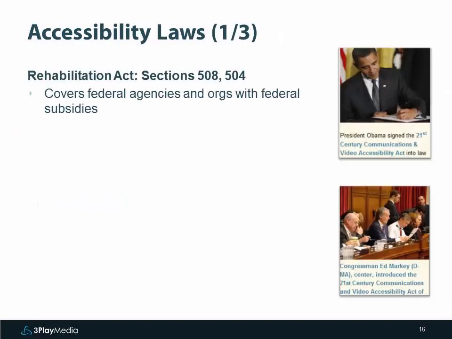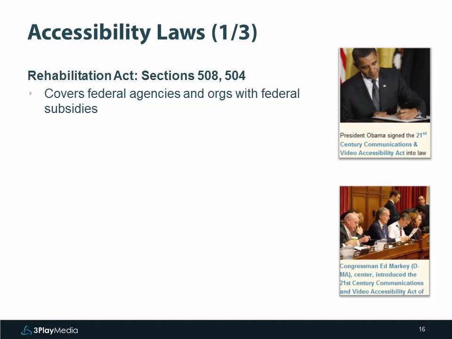A little bit about the applicable accessibility laws. In the U.S., there are three federal laws that are applicable to captioning. The first one is the Rehabilitation Act, which was originally enacted in 1973. The two sections there that impact captions are Sections 508 and 504. Section 508 is a fairly broad law that requires federal communications and information technology be accessible for employees and the public. And for video, of course, this means having closed captions. For audio only, transcripts are sufficient.